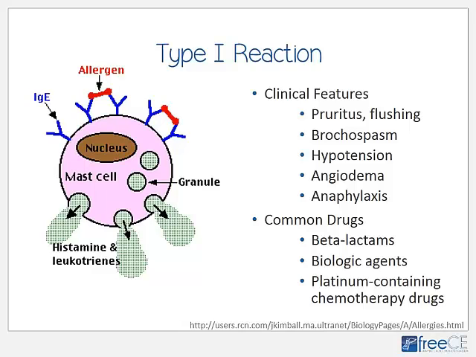Common drugs that we see associated with type 1 reactions include our beta-lactams, things like penicillin and the cephalosporins. Biologic agents, we've seen a lot with monoclonal antibodies and other protein-like agents, and then a lot of the platinum-containing chemo drugs. Examples would be carboplatin or oxaliplatin.